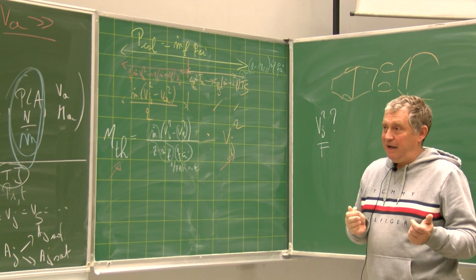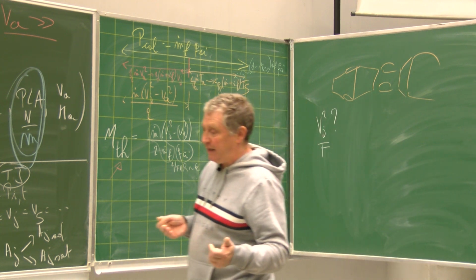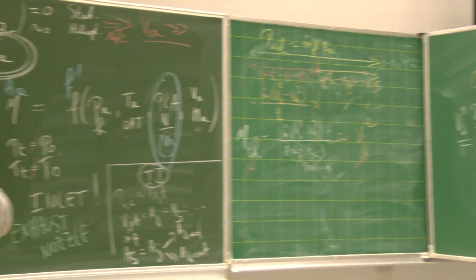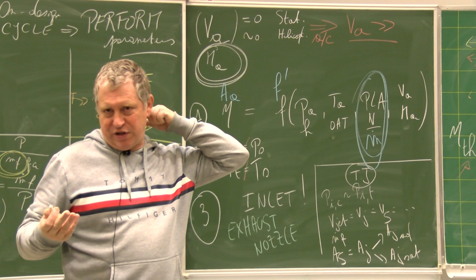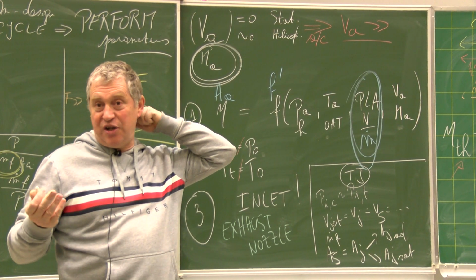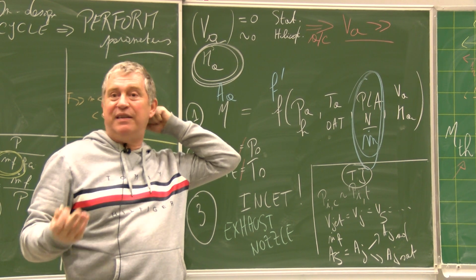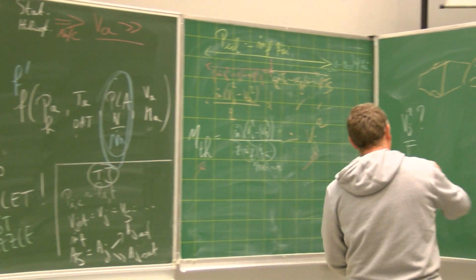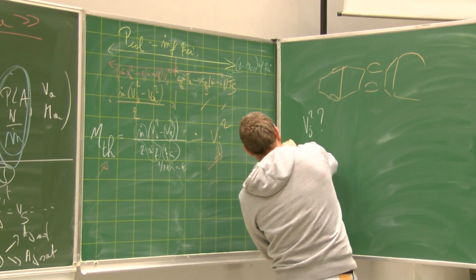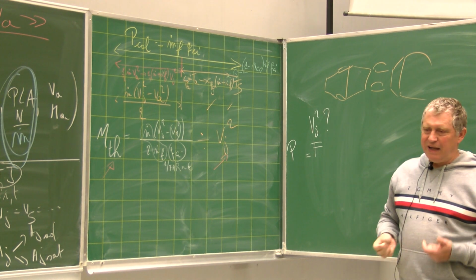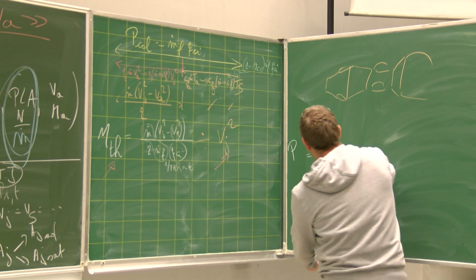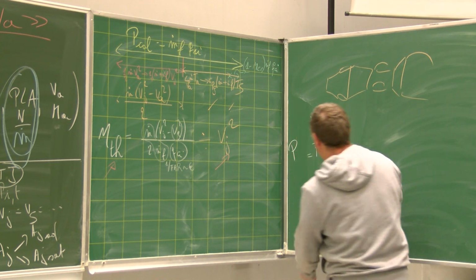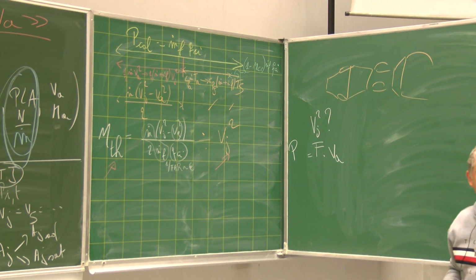F can hardly be compared with the kinetic energy, because F is a force and the kinetic energy is an energy. If you take m dot, this is a power, a kinetic power. So you need to transform this force into a power. How can you transform this thrust into a power? By multiplying this force by VA.